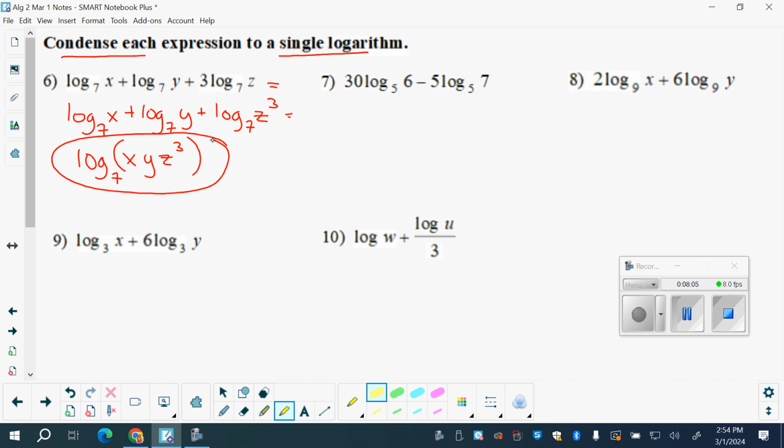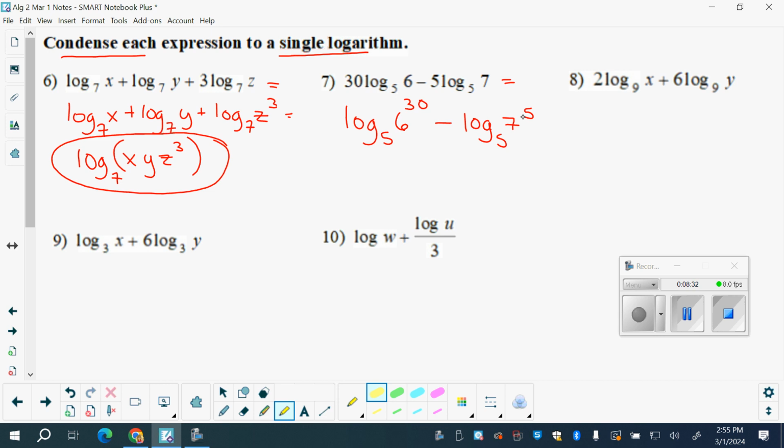Okay, number 7. Are the numbers in the front the same? They're not. So what do we do first? We need to move them. So this is log base 5 of 6 to the exponent 30 minus log base 5 of 7 to the 5th.